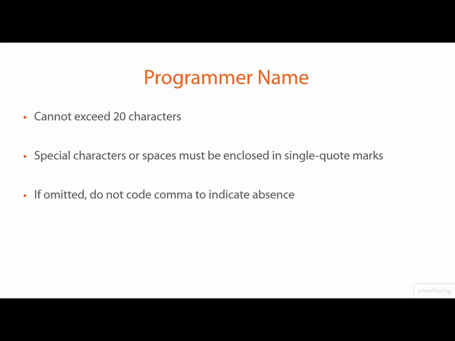If we do not have this coded, we do not need to indicate its absence. Since it is the last positional parameter, if we leave it off, we can begin immediately with keyword parameters after the accounting information.